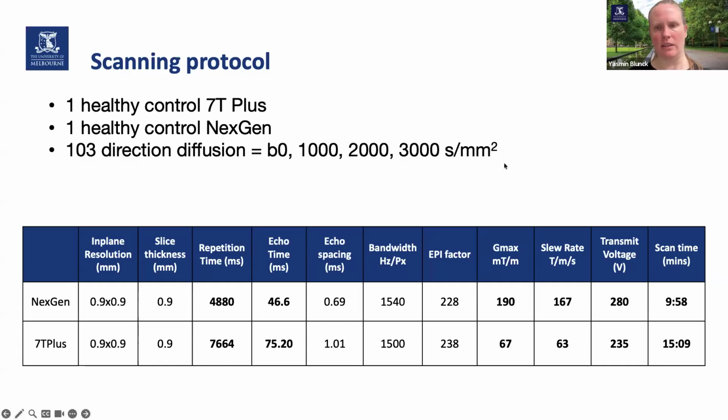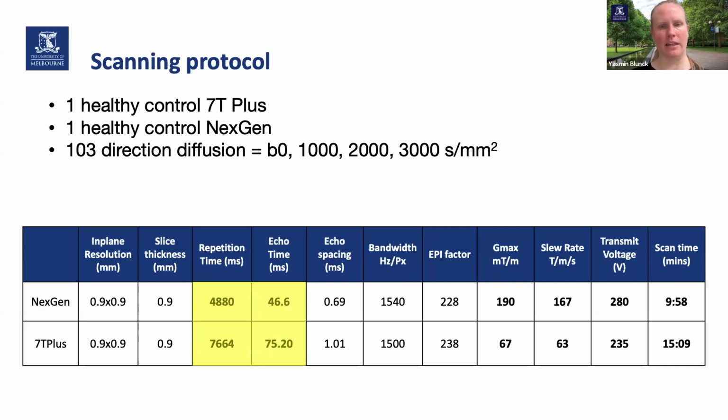So down here, you can see the important imaging parameters for the 70 plus and the NexGen system. The parameters for subject 1 were used as a starting point. Subject 1 was the one on the 70 plus. And then for subject 2, we optimized the sequence to take advantage of the stronger gradients.